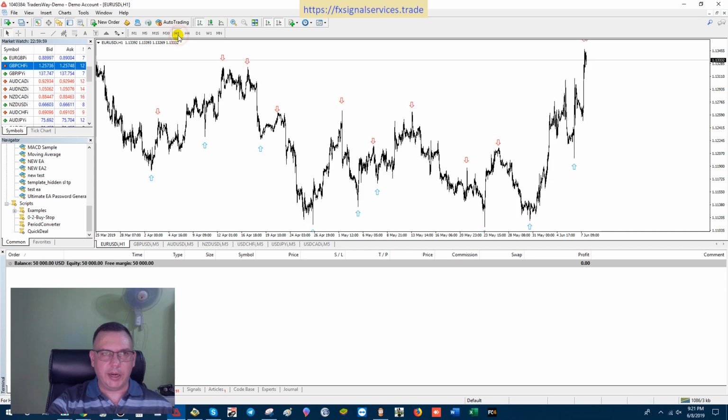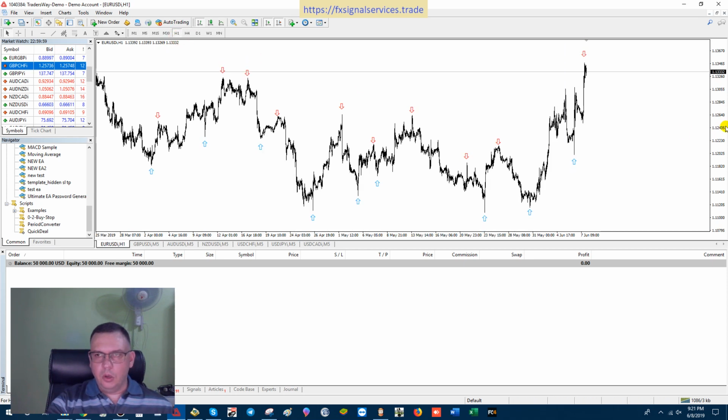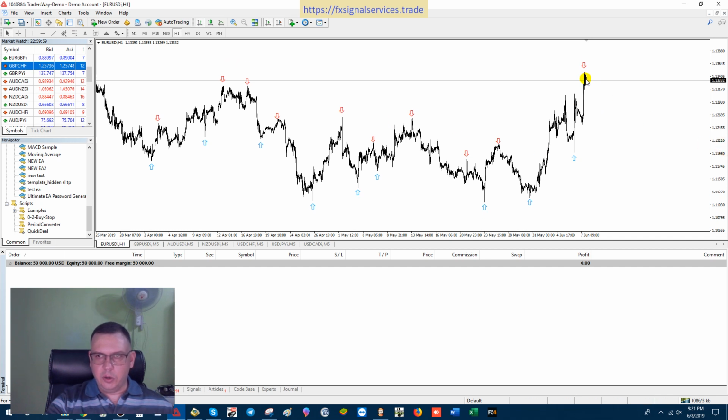Now if we come to a 1-hour chart, to give you a bigger perspective, we see that we're at a level of resistance right now. We have a down arrow, wanting to go down, and it looks like it's starting to go down already. So I do predict that it's going to come down a ways.